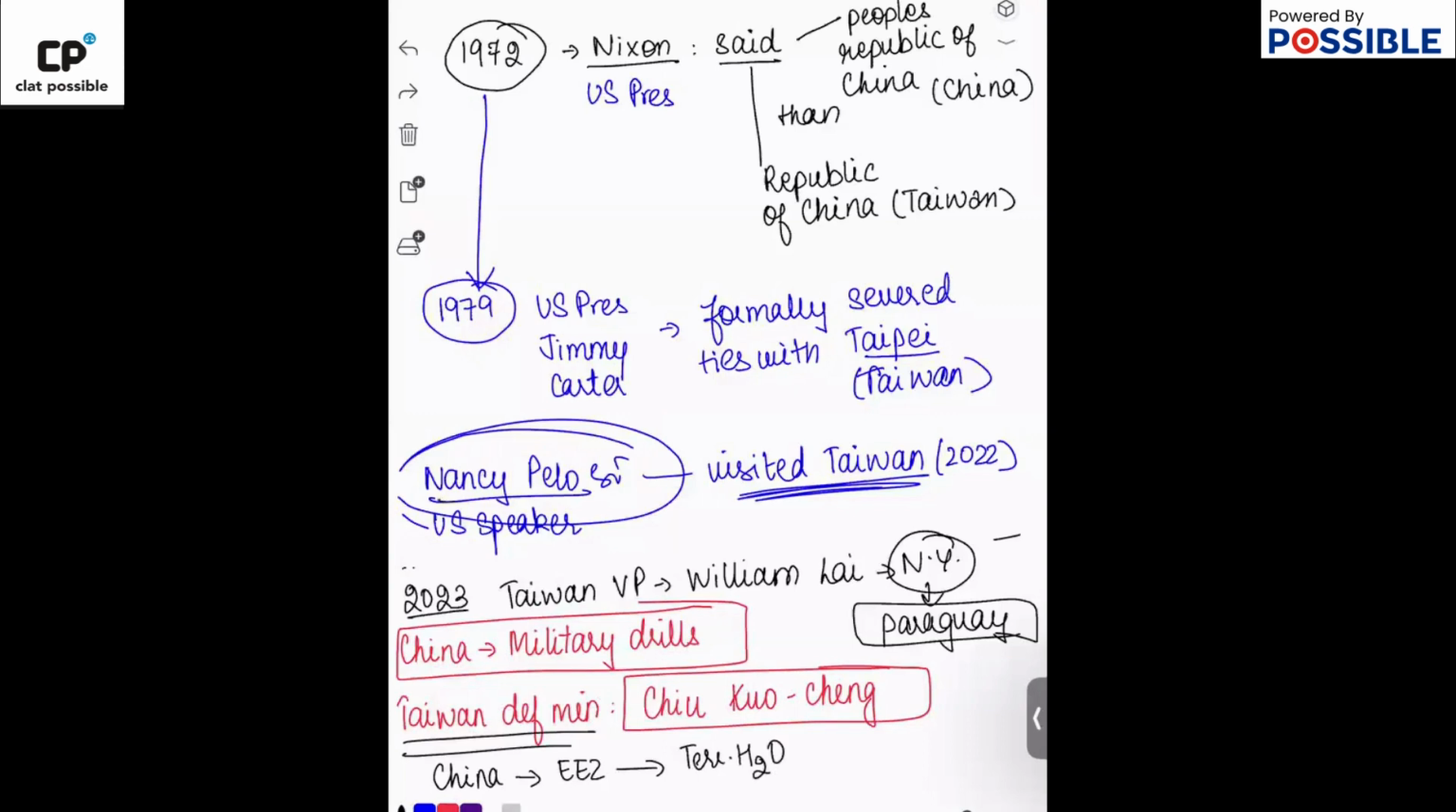So Nancy Pelosi last year in 2022 visited Taiwan. She was a former US speaker. I said it is important because of the fact that Kevin McCarthy was the one who was just removed. So before that, even she was a speaker, and she was very much in news because she wanted to go to Taiwan. Interestingly enough, Afreen, there are only 13 countries that actually recognize Taiwan, and US is not one of them. Neither is India for that matter.